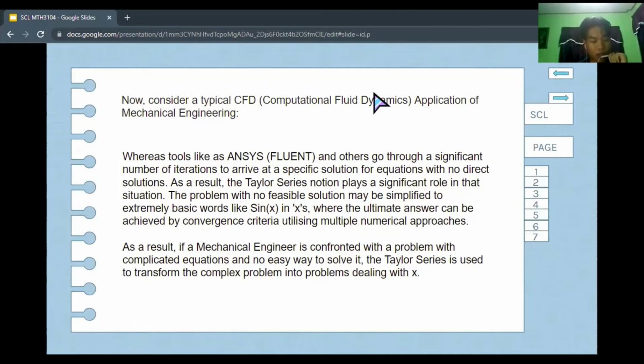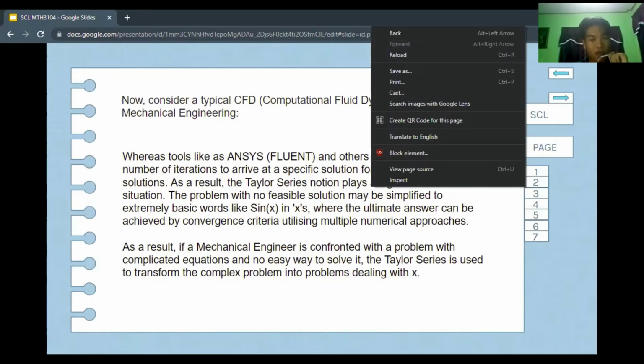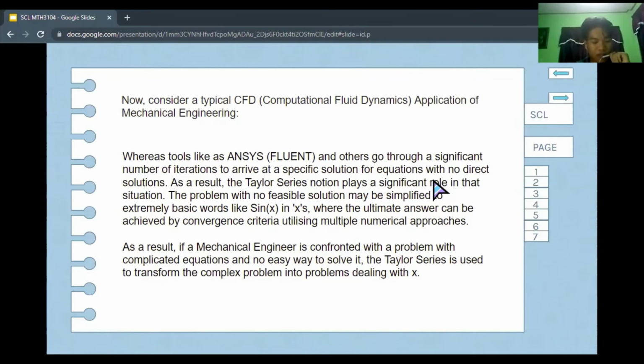As a result, if a mechanical engineer is presented with a problem having a complex equation, with no easy way to reach the solution, Taylor series can be used to solve the problems they face. Other examples of problems where mechanical engineers use Taylor series are heat and mass transfer problems and fluid dynamics. I think that's all for me. Thank you.